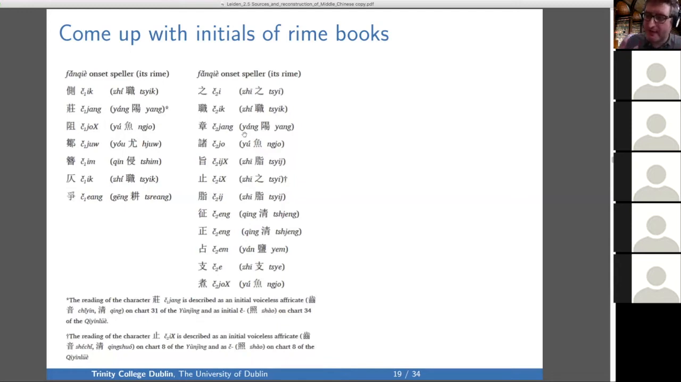they have distinct initials, but the same rhyme. So they're a minimal pair. So then as a discipline, we say, okay, in this case, we will speculate that the Cheyun had two kinds of voiceless affricate initials that were later merged in the rhyme tables.